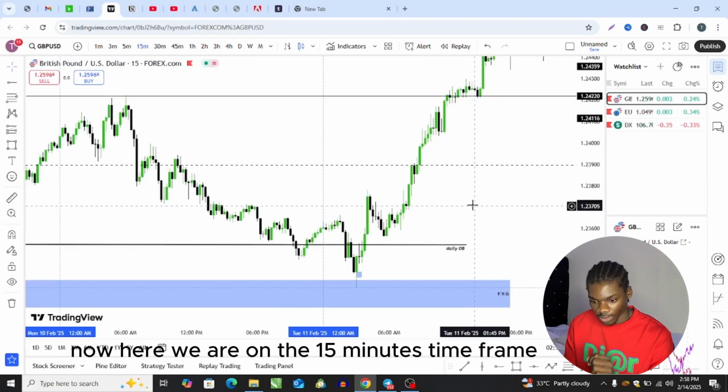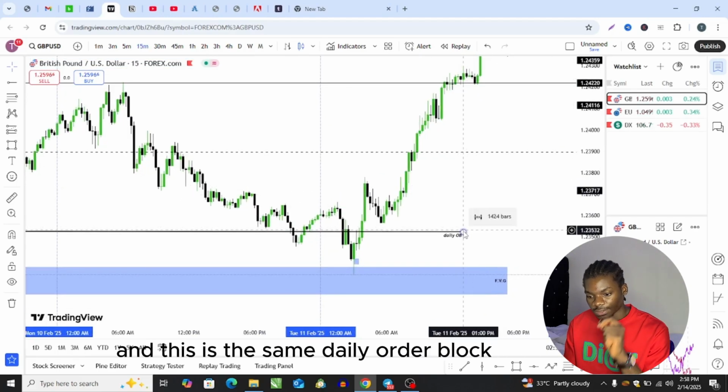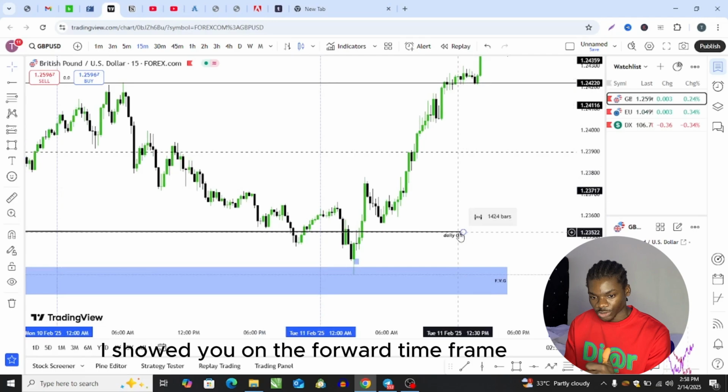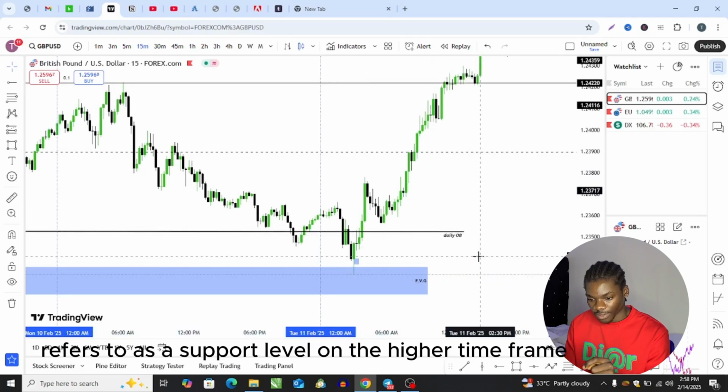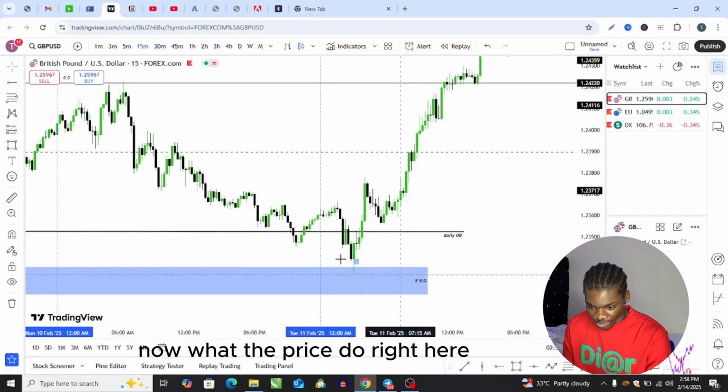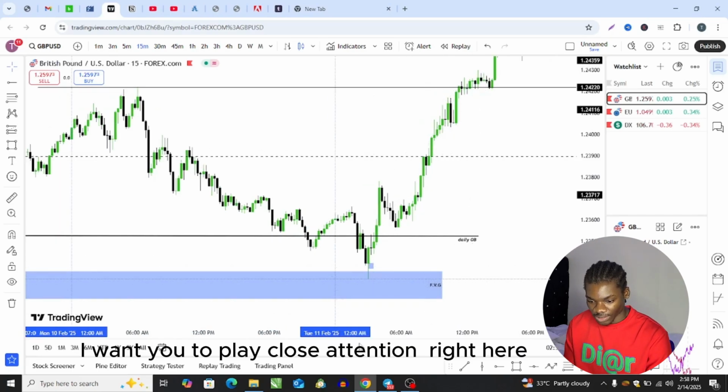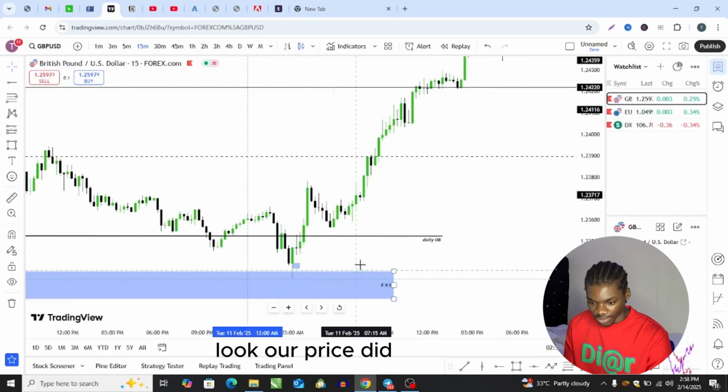Now, here we are on the 15 minutes time frame, and this is the same daily order block I showed you on the 4-hour time frame, and this is the same fair value gap which I referred to as a support level on the higher time frame. Now, what did price do right here? I want you to pay close attention right here. Look at what price did.